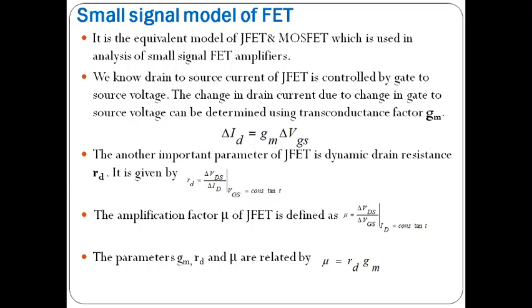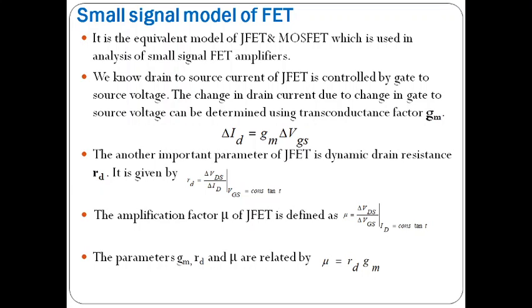We know the drain to source current of a JFET is controlled by the gate to source voltage. That's why we always keep the gate to source junction reverse biased. The change in the drain current due to the change in the gate to source voltage can be determined using the transconductance parameter. We know gm equals the change in drain current to the change in gate to source voltage. So we can write delta ID equals gm into delta VGS.